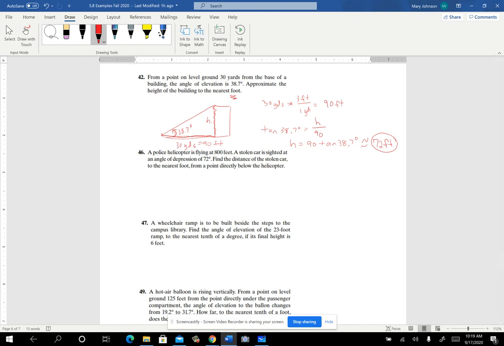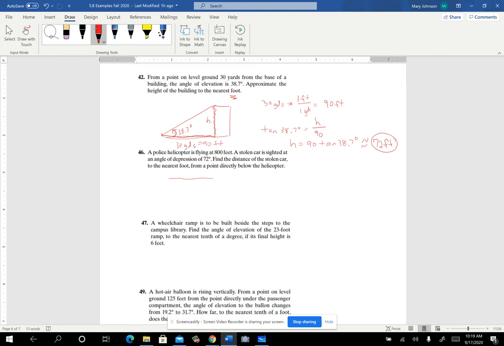This one has a police helicopter flying at 800 feet. So it's up here high, flying along at a height of 800 feet. A stolen car is sighted at an angle of depression of 72 degrees. Find the distance of the stolen car to the nearest foot from a point directly below the helicopter.